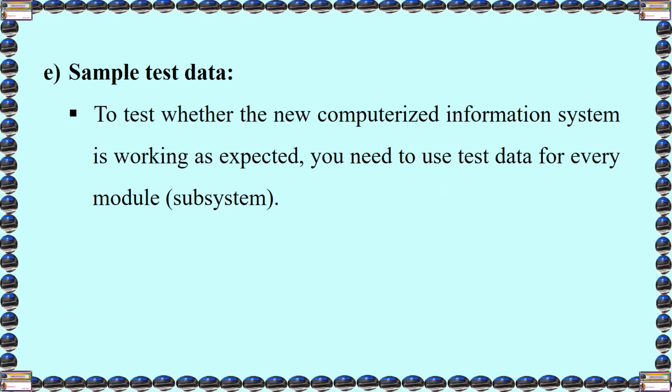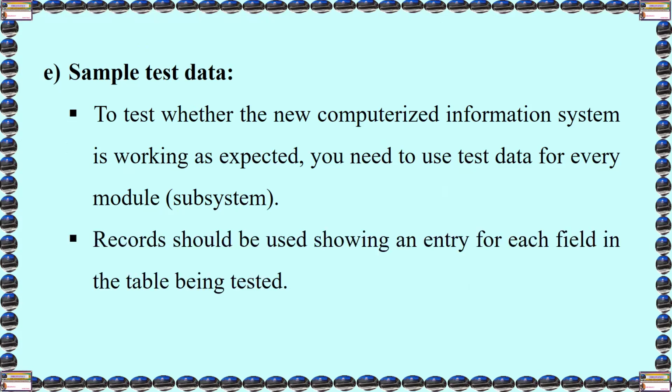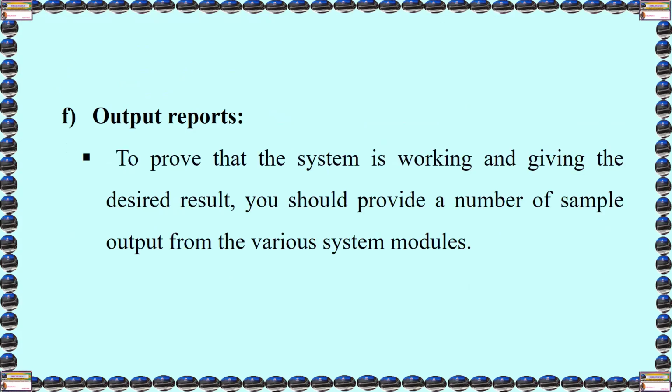Next is to prepare the sample test data. To test whether the new computerized information system is working as expected, you need to make use of test data for every module or subsystem, and it's always good to keep the data you have used to test the system. So the records should be used, showing an entry for each field in the table being tested. Number 6 is producing the output reports. To prove that the system is working and giving the desired result, you should provide a number of sample outputs from the various system modules.